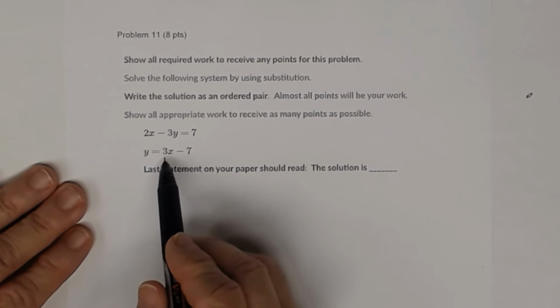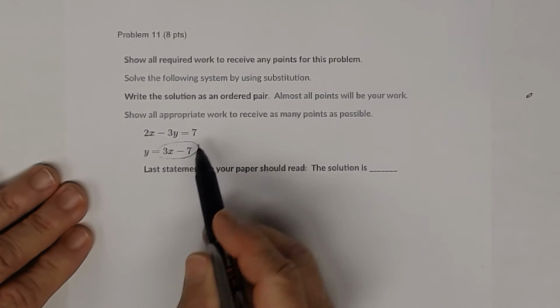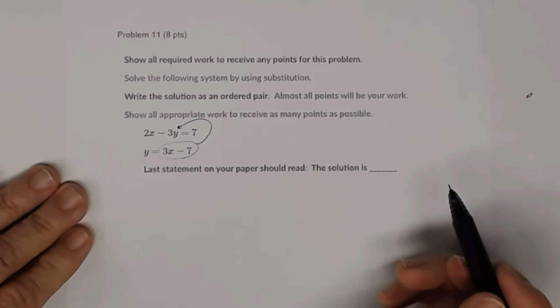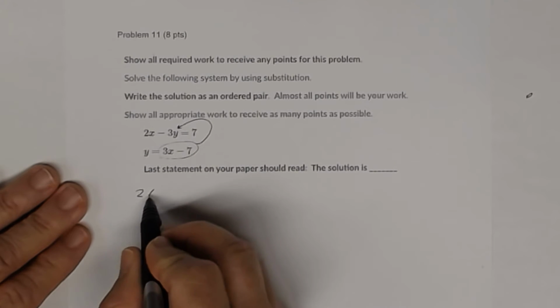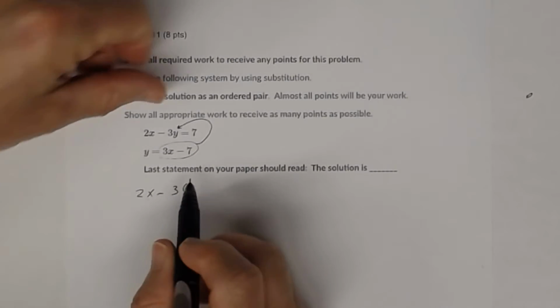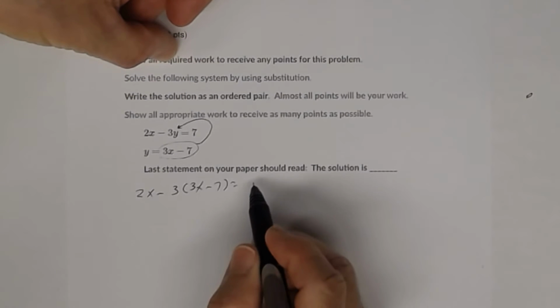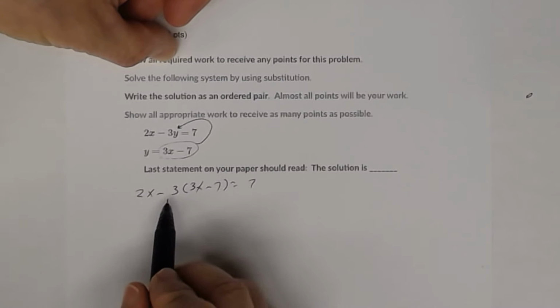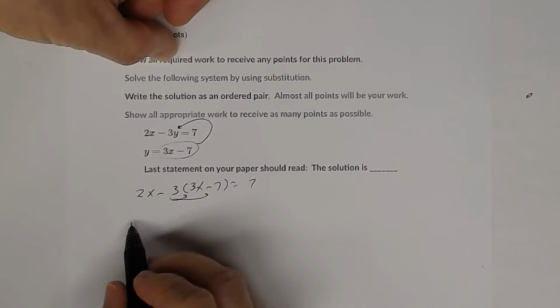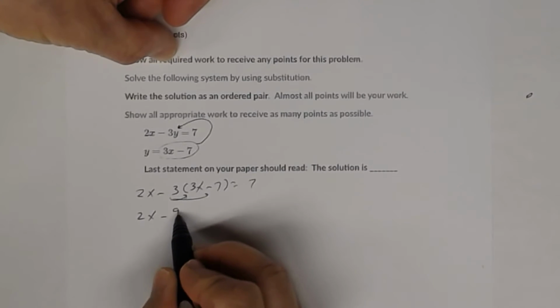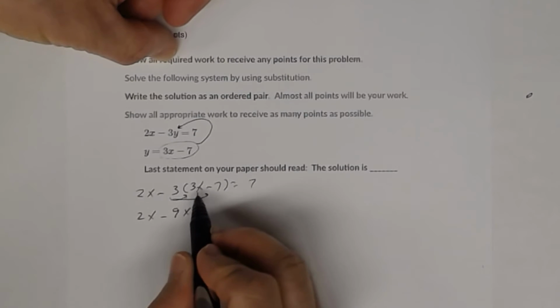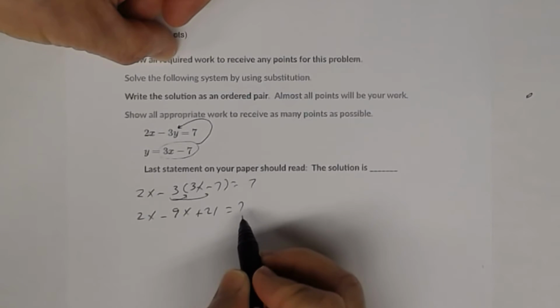Since y is already by itself, you're going to take this expression and substitute that in for y here. And so you get 2x minus 3 times y, and y is 3x minus 7, and that's going to equal 7. Notice you have this linear equation, so I'm going to distribute the negative 3. So I get 2x minus 9x. Negative 3 times the negative 7 is a positive 21 equals 7.